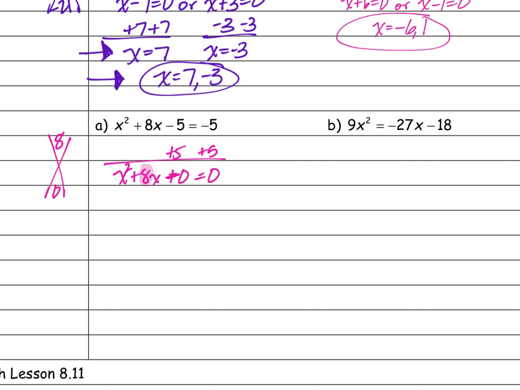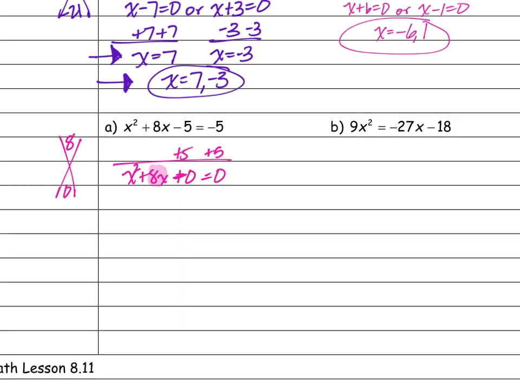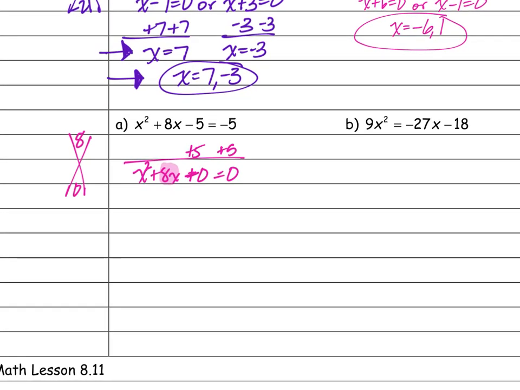Remember, the number with the x by itself, this number here, is the number we're adding to. The number without the x, which happens to be 0 this time, is what we want to multiply to be. So I need 2 numbers that are going to multiply to be 0 and add to be 8. Well, that's 8 and 0. So x plus 8 times x plus 0 equals 0. That means x is going to be equal to negative 8 and 0.